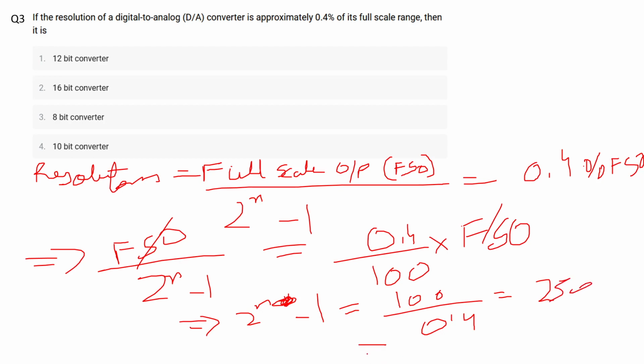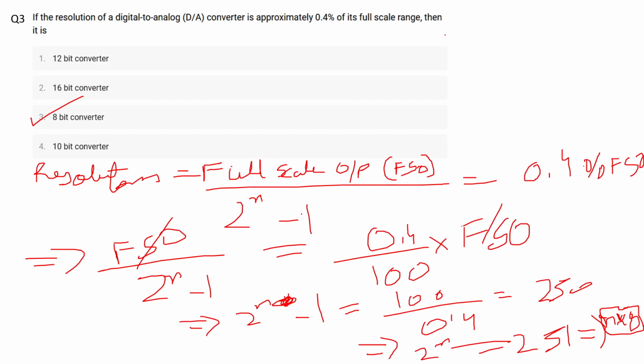And that implies 2 raised to power n is equal to 251. So if you see 2 raised to power n, 2 raised to power 7 is equal to 128 and 2 raised to power 8 is equal to 256. So n, we can say, is approximately equal to 8. Actually it was log 2 of 251, but we need to find out the closest integer value, and the closest integer value is 8. So n is equal to 8, so it is an 8-bit converter.